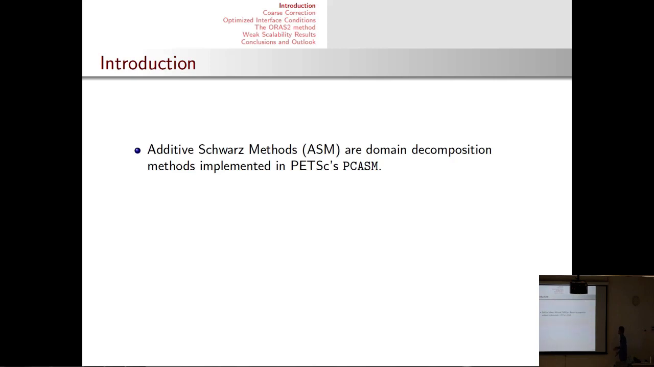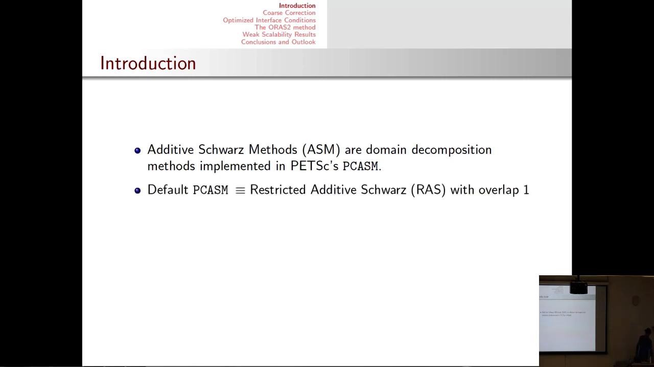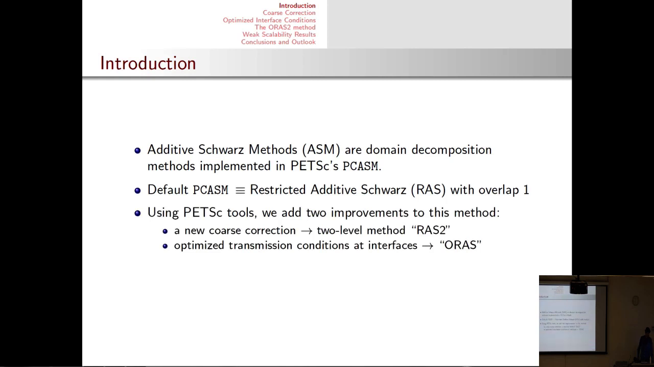As an introduction, I want to say that the Additive Schwarz Methods, or ASM, are domain decomposition methods implemented in PETSc's PCASM tool. And the default PCASM is the Restricted Additive Schwarz method with an overlap of 1. So using PETSc tools, what we are going to do here is add 2 improvements to this method. First, a new coarse correction that will lead to a 2-level method that we call the RAS2 method. And then optimized transmission conditions at interfaces, which will lead us to the so-called ORAS method. And combining both will lead us to what we will call the ORAS2 method.